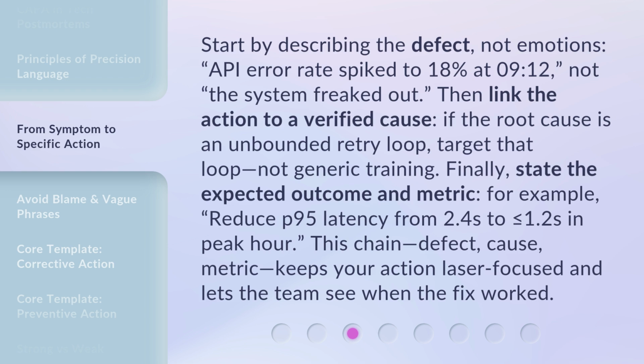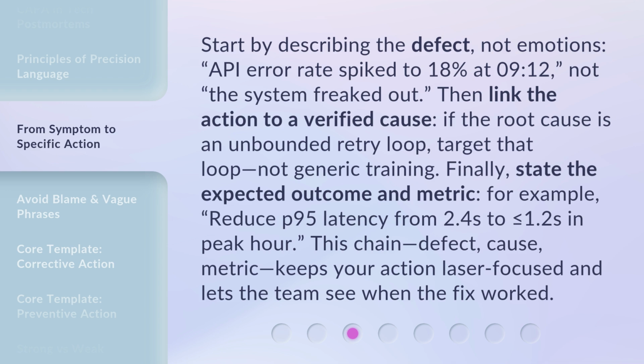Start by describing the defect, not emotions. API error rate spiked to 18% at 9/12. Not the system freaked out. Then link the action to a verified cause. If the root cause is an unbounded retry loop, target that loop, not generic training.